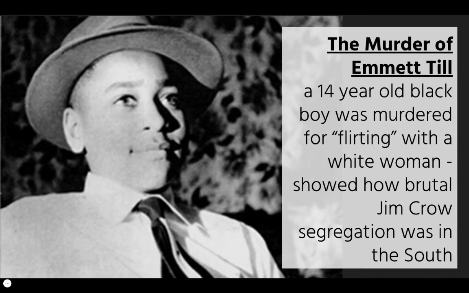And Emmett Till was a 14-year-old boy. He was a black boy who was murdered. He was brutally murdered for flirting with a white woman. And it turns out, years later, that woman has admitted that he never flirted with her. He never did anything inappropriate. She just made it up. And he was killed by her husband and some of their friends in the South.